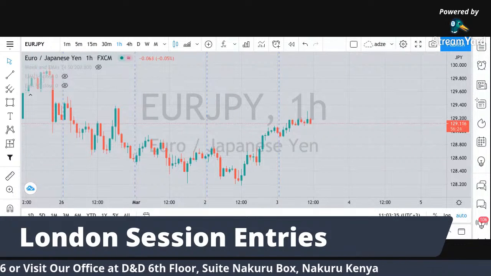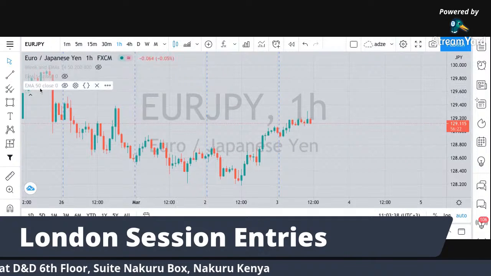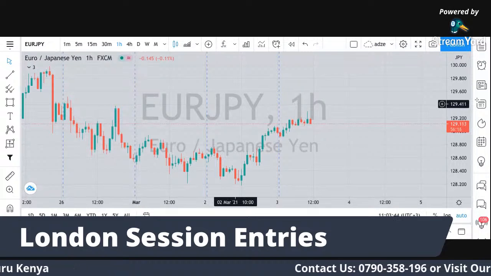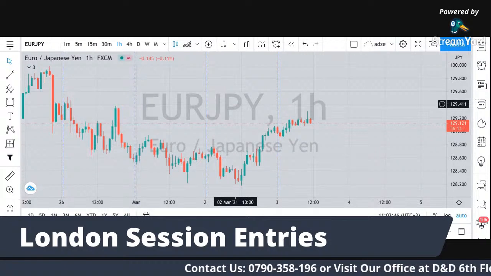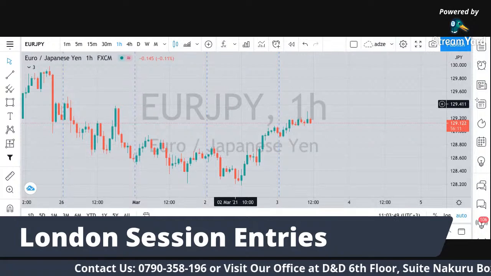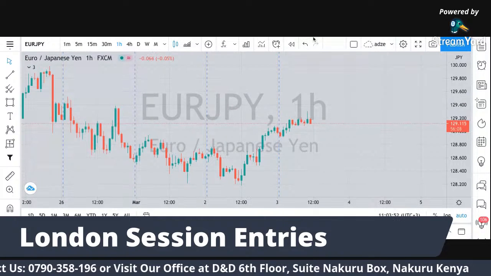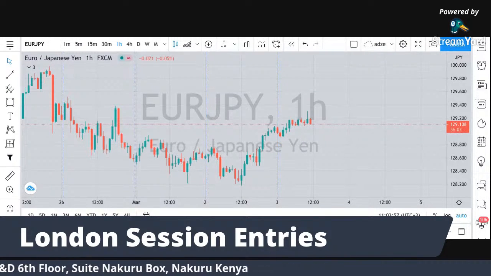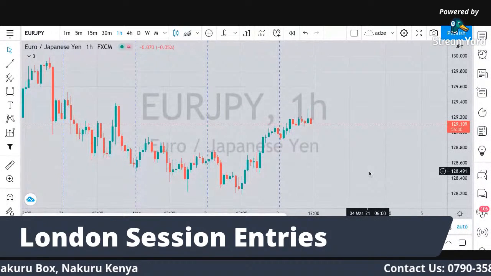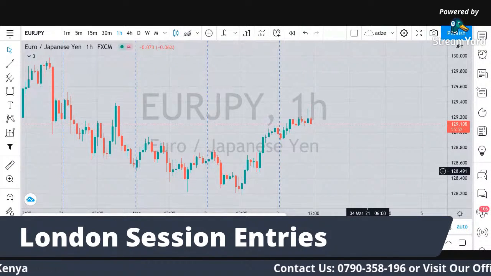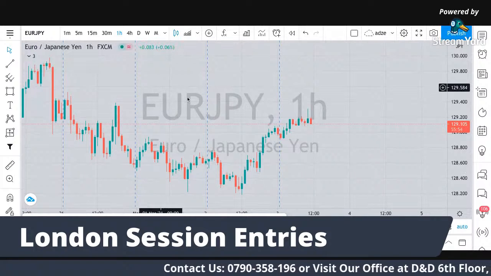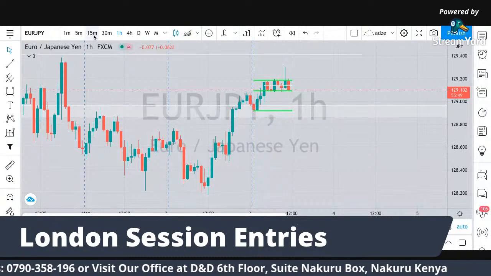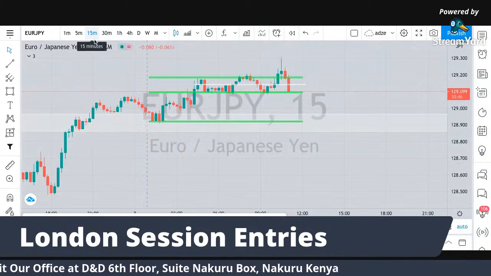Yeah, so there's something I would like us to touch on in the London session entries, because we don't depend on one particular strategy. The most important thing is to understand the price action. Even if you are using breakouts, if you look at this, let me draw this again.